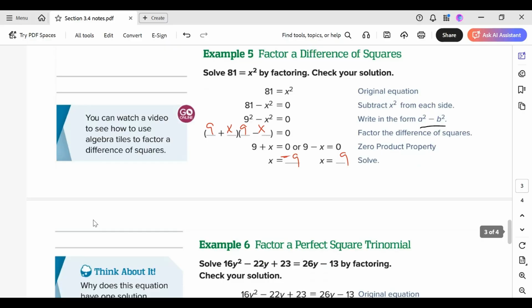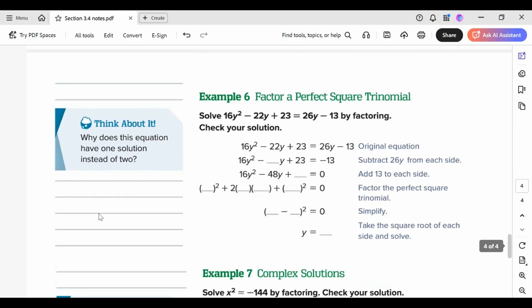When we look at example 6, it says 16y squared minus 12y plus 23 equals 26y minus 13. So first thing we're going to do is subtract 26y from each side. I subtracted 26y to the left, and I become 48. So I see 16y squared minus 48y plus 23 equals negative 13. Then I'm going to add 13 to each side. So now I see 16y squared minus 48y plus 36 equaling 0.